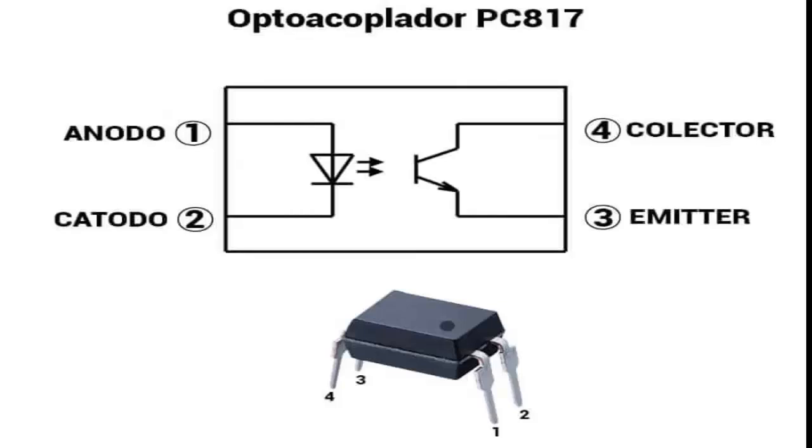The typical optocoupler has 4 pins, of which 2 are used for its power supply, with 1 positive pin and 1 negative pin, and the 2 remaining pins communicate internally when the optocoupler is correctly powered with voltage. Otherwise, the output pins will be disconnected.